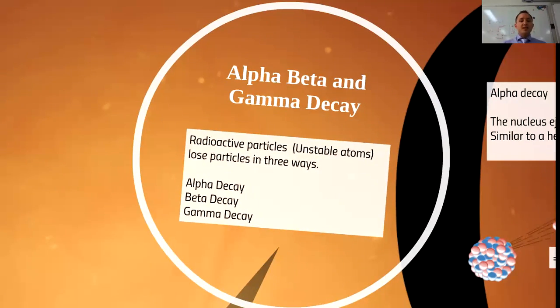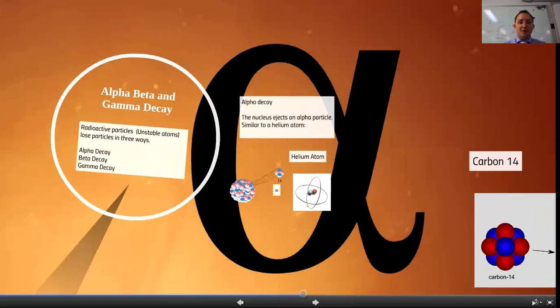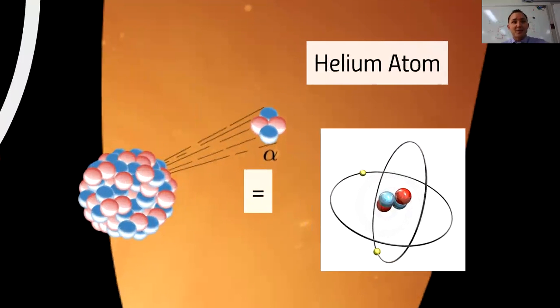So the three types of decay that we're going to talk about are alpha, beta, and gamma decay. And remember, these are all particles or waves that are emitted from the center of an atom. Looking first at alpha decay, alpha is the first symbol of the Greek alphabet. It looks a bit like an A. Alpha decay is basically a relatively large particle compared to the other particles being emitted from the atom.